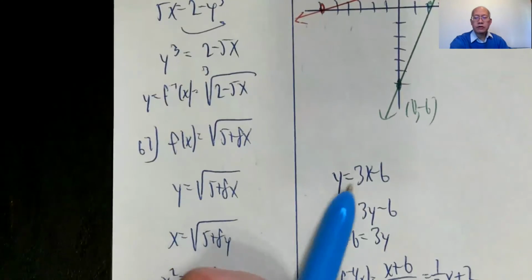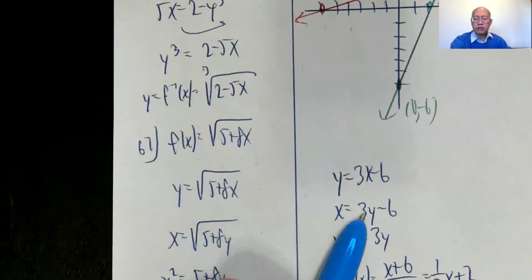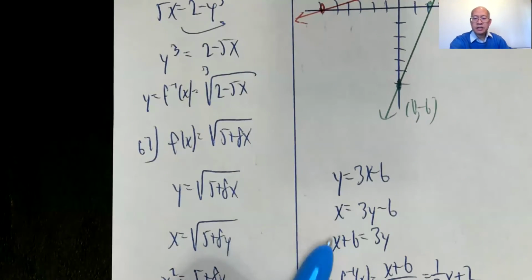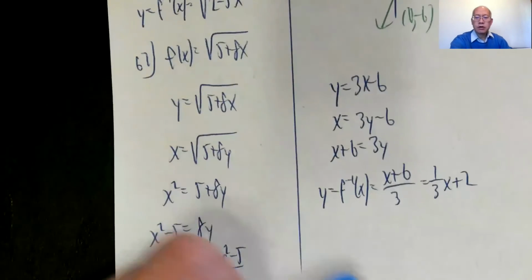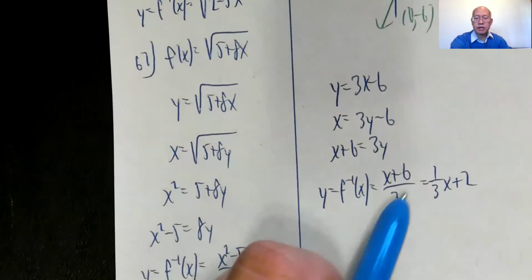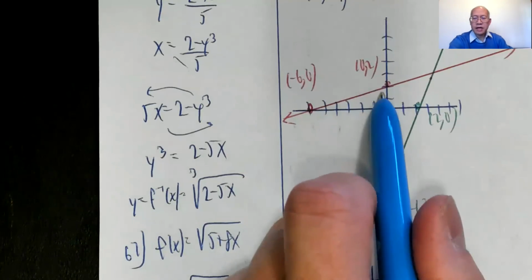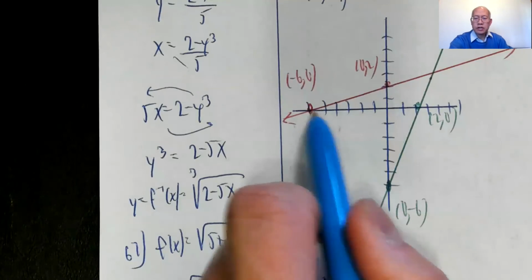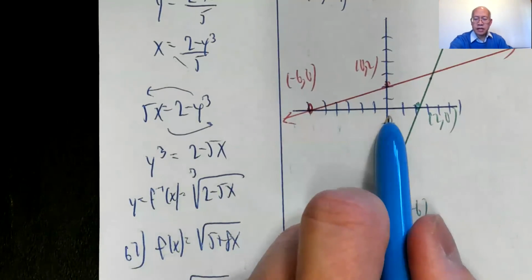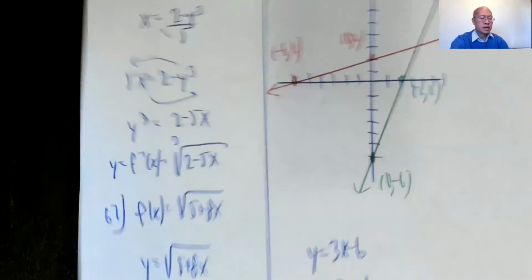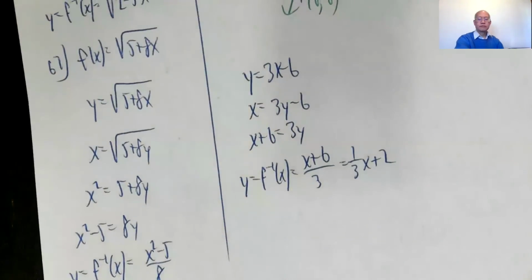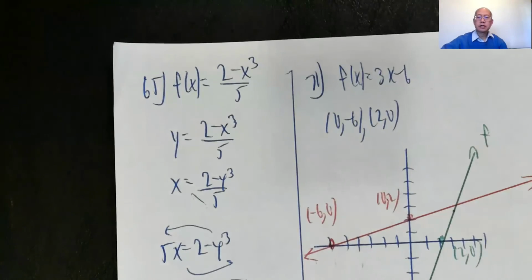What is the equation of f inverse? So y equals 3x minus 6. Switch around x and y. Add 6 and divide by 3. So f inverse of x is x plus 6 over 3, or 1/3 x plus 2. And side note, it does look like the y-intercept is 2. If you check the rise over the run, that's run 6, rise 2. 2 divided by 6 is a slope of 1/3. Okay, all right, so that's section 2.8.